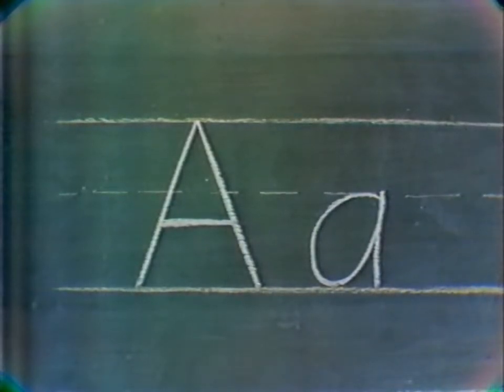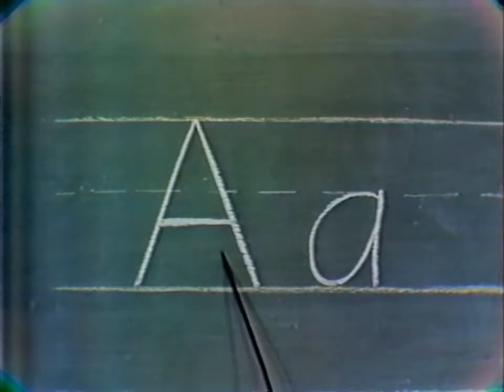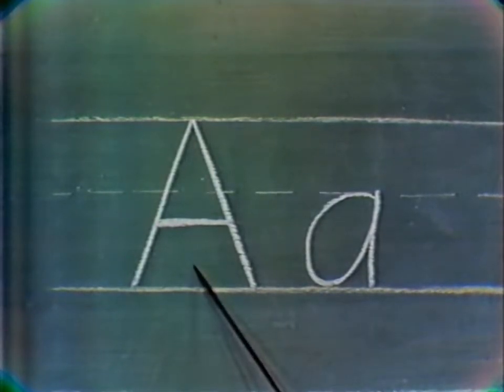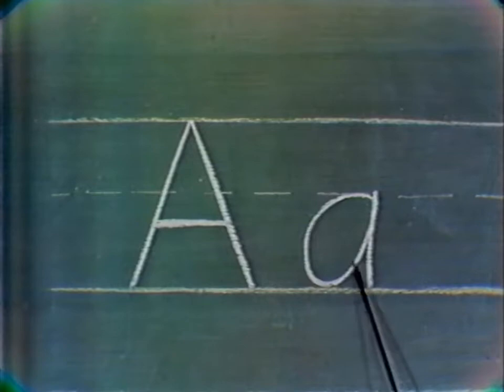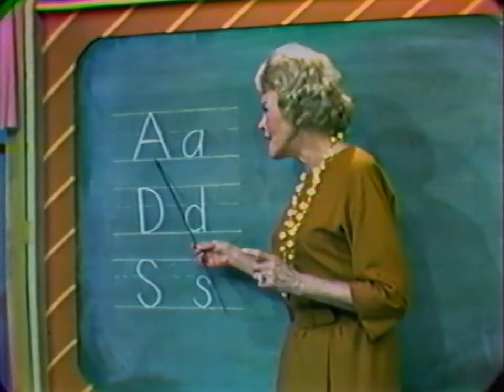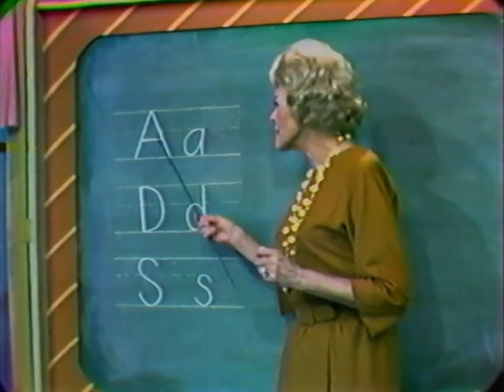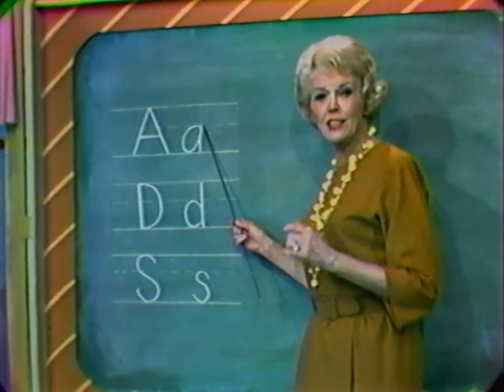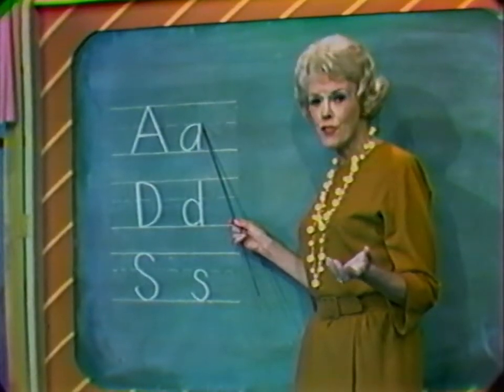Now, when we write A, we can write in this way or in this way. Now, the big A is called a capital A, and the little a is the small a. And notice that the big, or the capital letter A, takes up all the space between the lines, and the small a takes up only about half the space.